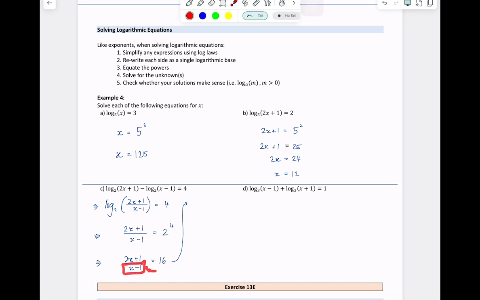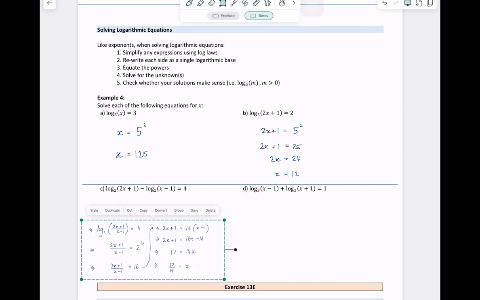So everything divided by x minus 1, if we take it to the right hand side, it becomes a multiplication. So we have 16 times x minus 1. 2x plus 1 equals that. Going to expand here. And from here, it's a linear equation. So I'm going to add 16 to the left hand side and subtract 2x from the right hand side. 17 equals 14x. Okay, I might just shrink this section here so we can work on part D.